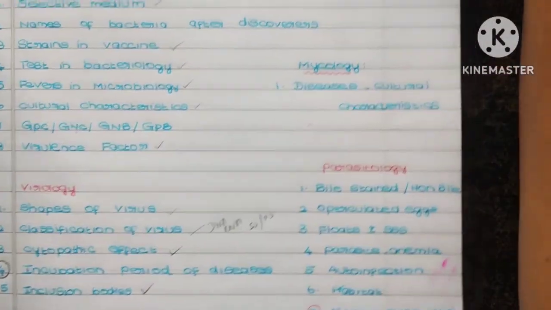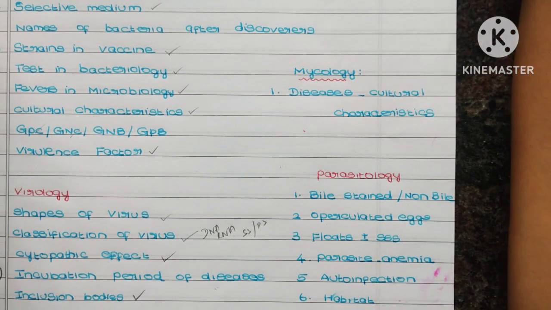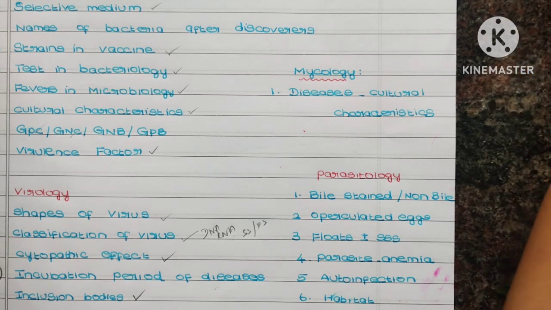Coming to mycology, friends, in this you want to read everything. Go through the diseases and the specific patterns, and some cultural characters like the fried egg appearance in Tinea versicolor, and the splendore-Hoeppli phenomenon. So just go through that.